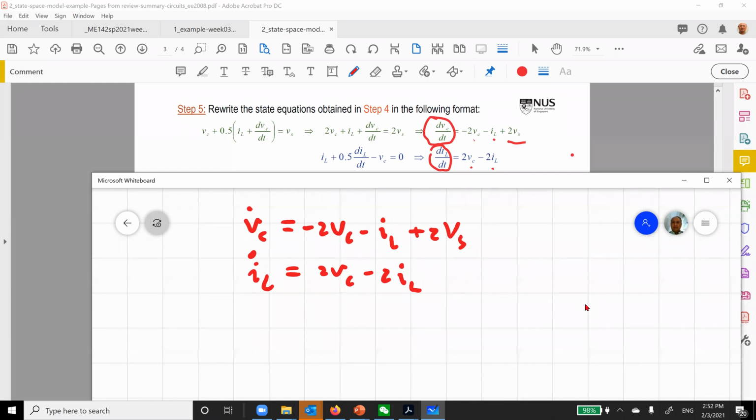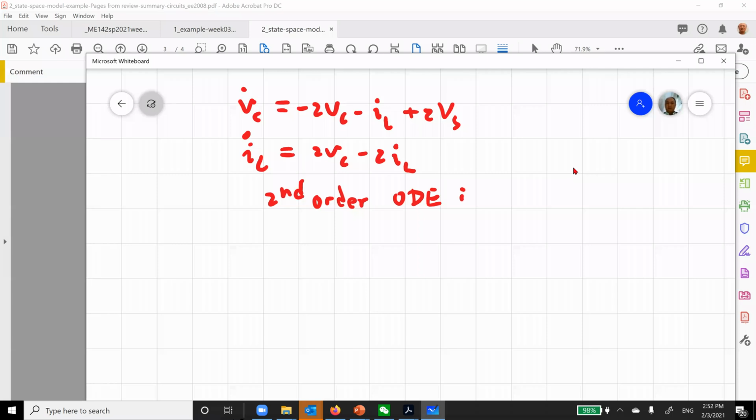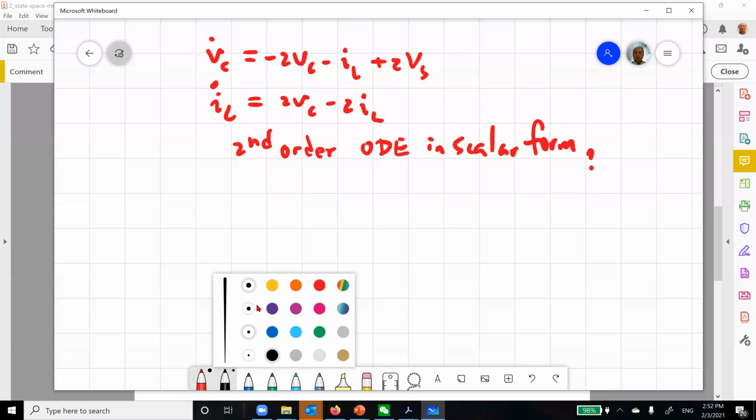I can always write this in terms of a second order ODE. Because I said here is a first order ODE in vector form, I can write a second order ODE in scalar form. Can we? My answer is yes, we can. Let's do it.